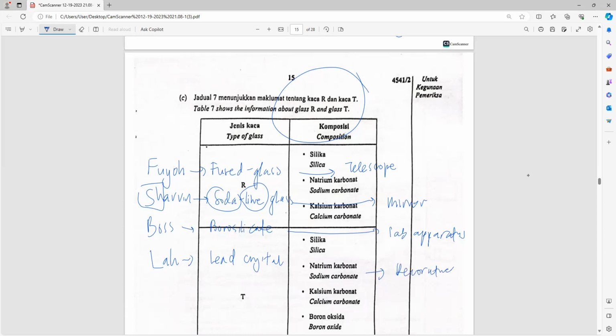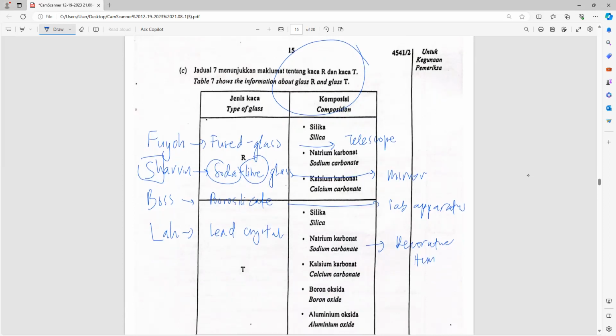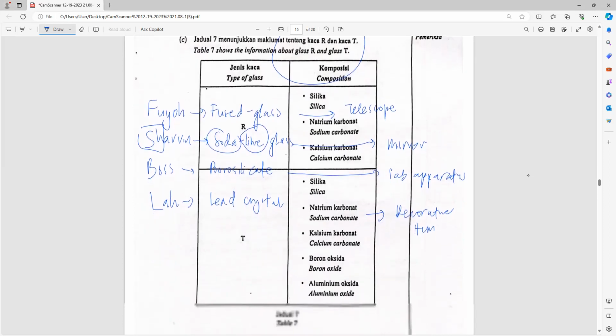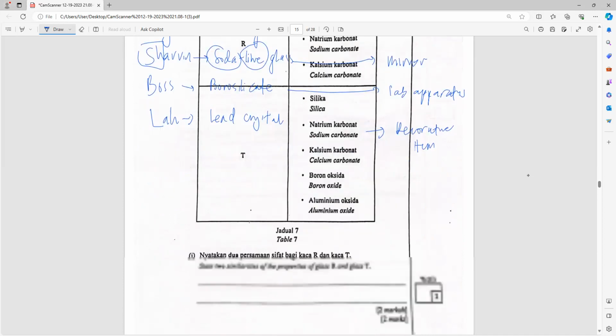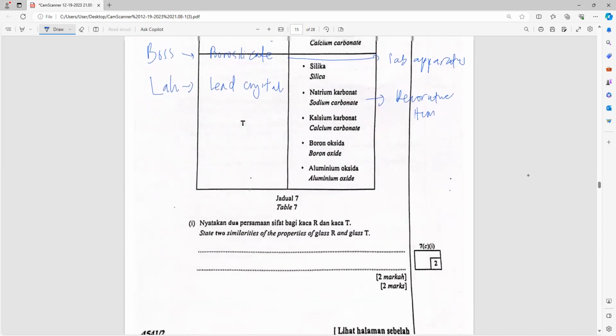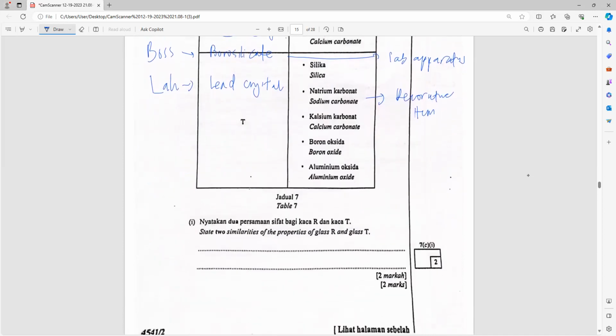Okay, so again, this chapter 8, you must go back and read. It's not like teachers simply tell you and then I can give you the answer. No, you must go back and read as well. Not go back, you're already back at home. You must read up, then you're able to answer the question. So they can ask you questions like similar properties between glass R and glass T.